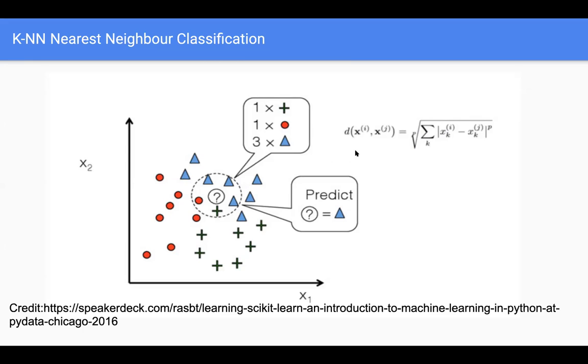Now the distance here, you can see it just takes a Euclidean distance, but there are different formats for how to measure the distance. There is something called Manhattan distance, Euclidean distance, and there are other formulas associated with finding this distance measure.